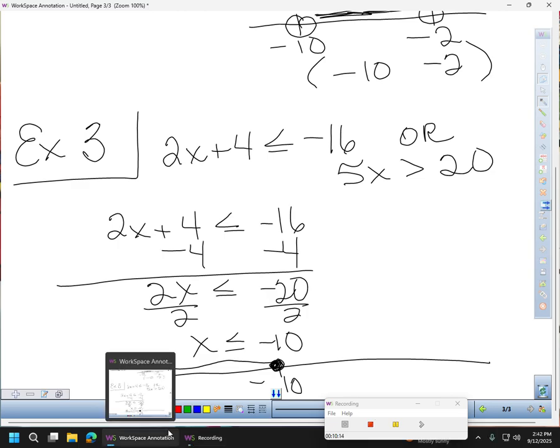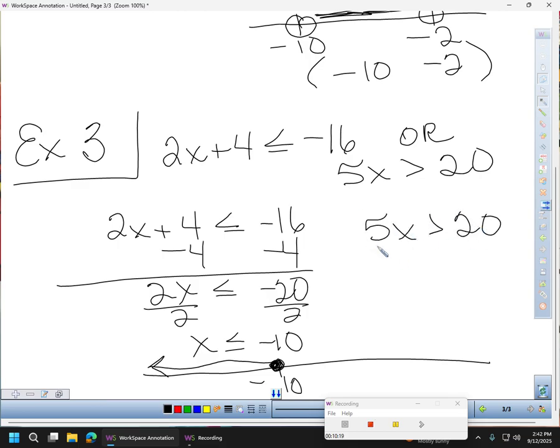All right, let's do the other piece. I have 5x is greater than 20. Divide both sides by 5. X is greater than 4. So over here I have a 4. Do I have an open or closed dot? And this one goes which way? To the right. Okay, so we had two equations we had to solve.